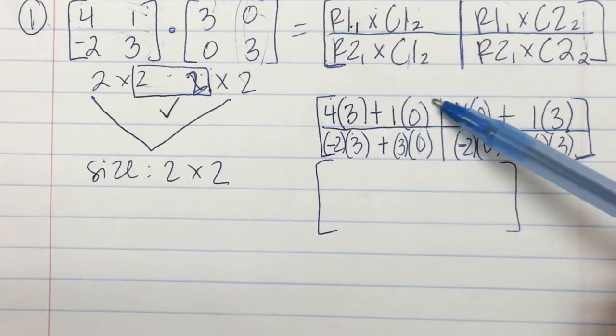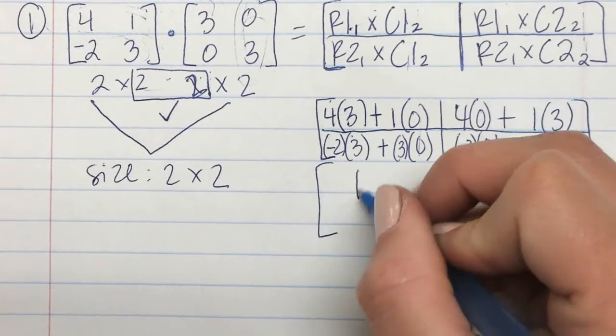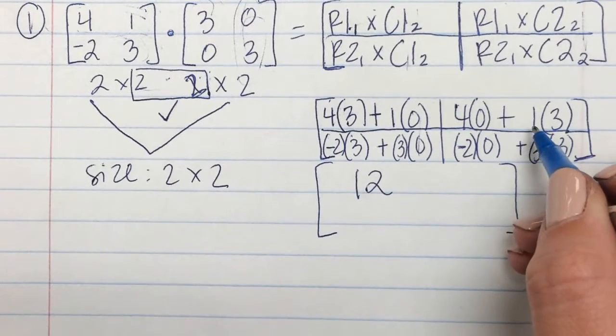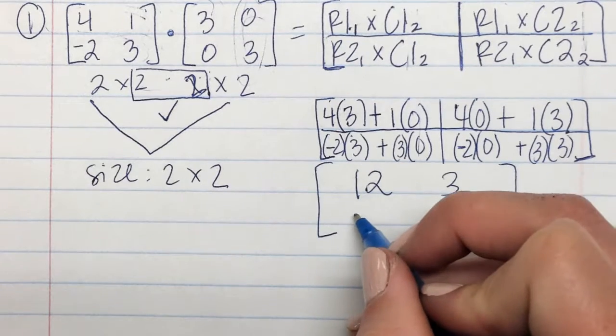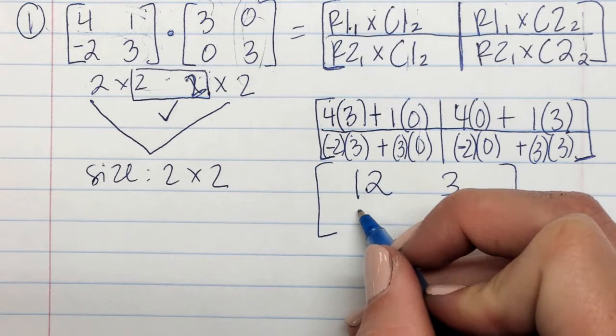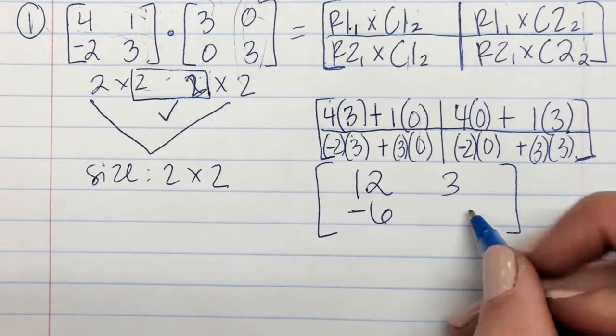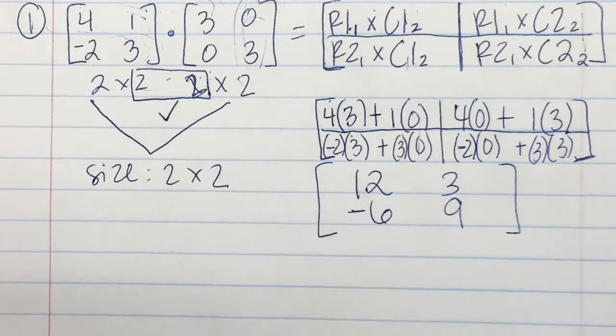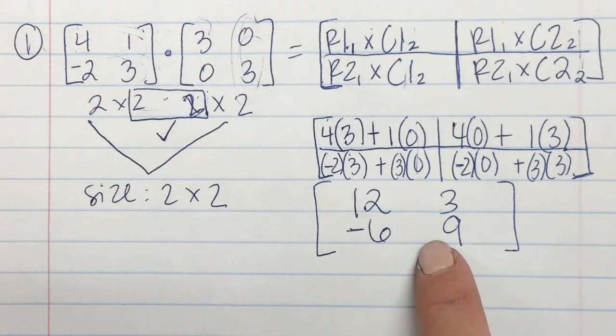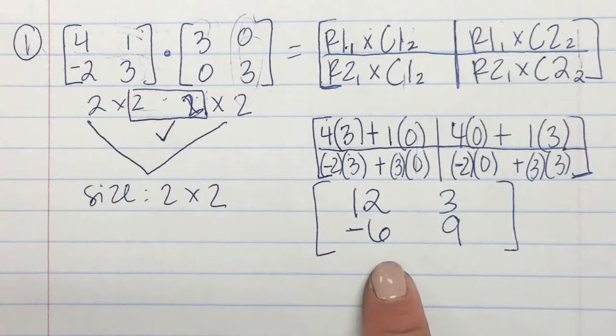So this will be 12 plus 0, which makes what? Good. What's going to be in my second one? Next. Next. That's it. That's our answer. And you can see it's a 2 by 2, just like we said it would be.